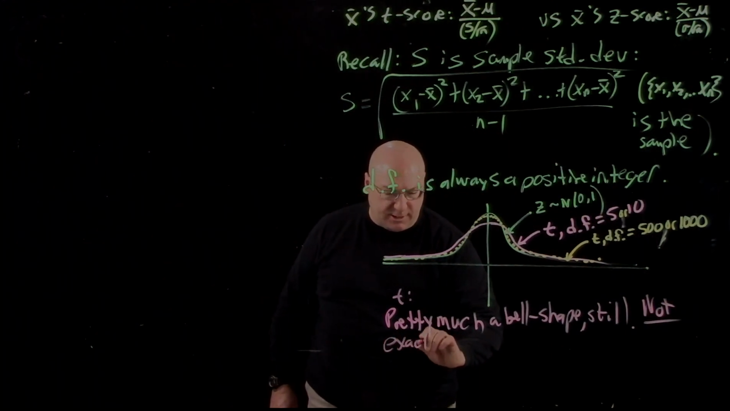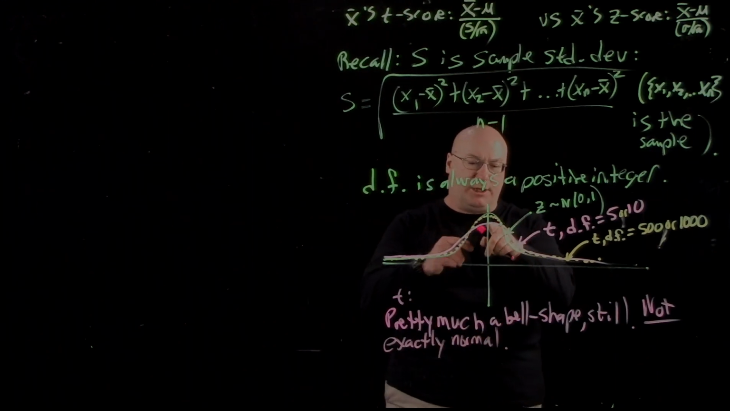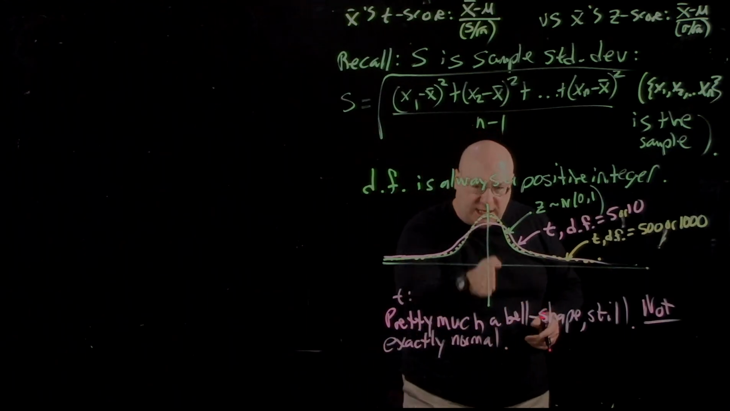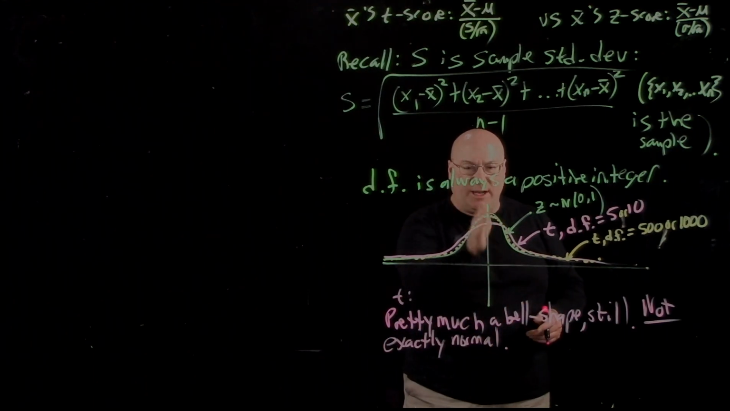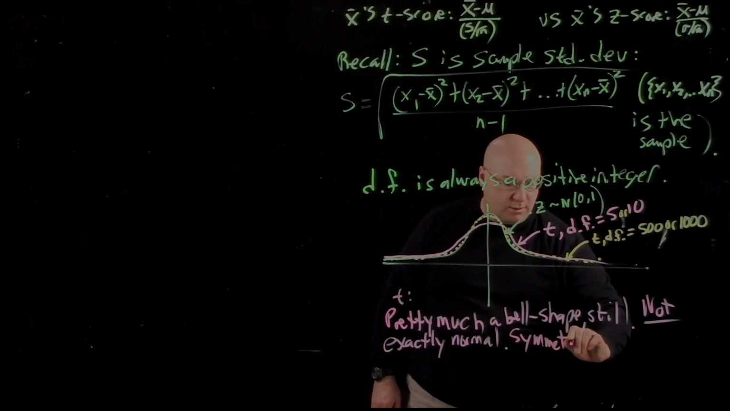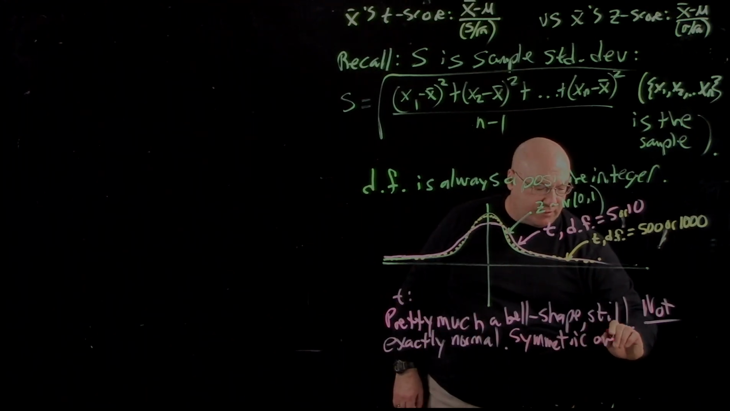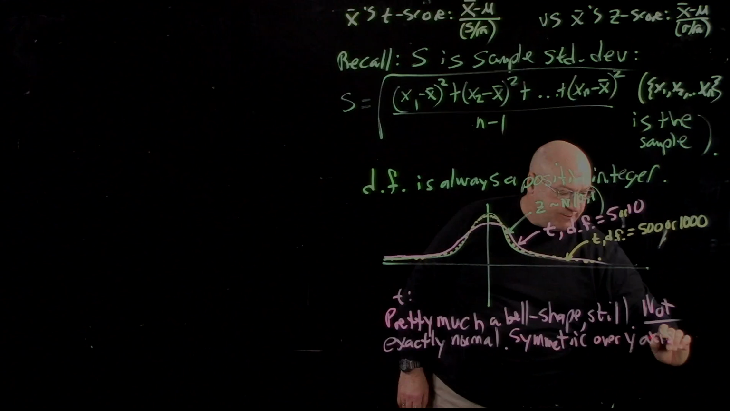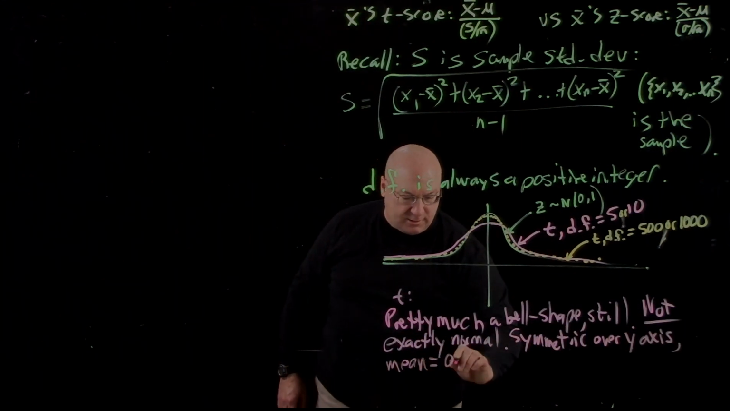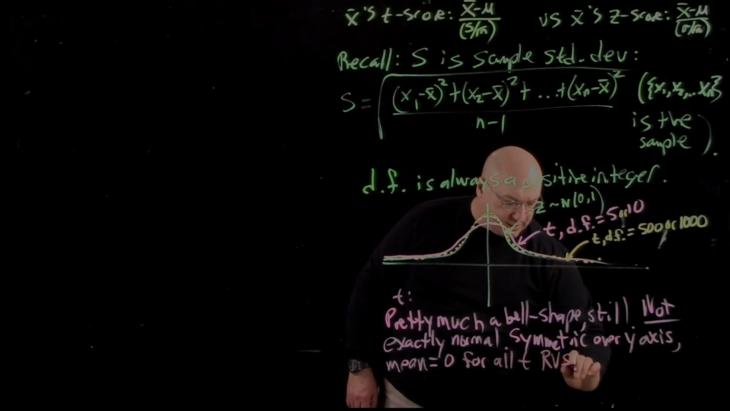normal. Okay, you might look at this and say, well, okay, it's spread out a little bit more. Look at the pink one here. It's spread out a little more than z. So maybe it has the same mean as z, which is 0. It is symmetric along the y-axis, so symmetric over the y-axis, and the mean is always 0 for all t random variables, all right?